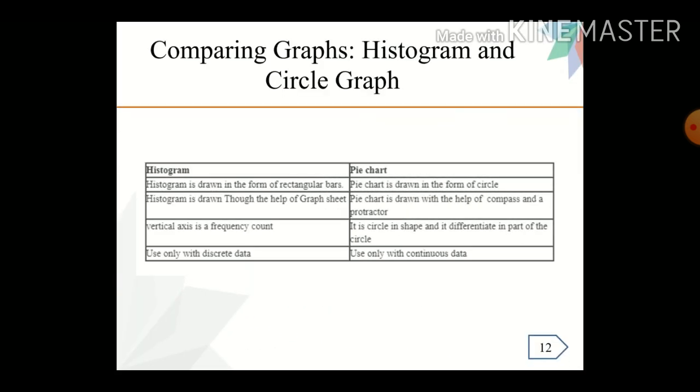Comparing histogram and circle graph. Histogram is drawn in the form of rectangular bars. Histogram is drawn toward the head of the graph sheet. The vertical axis is a frequency count, used only with discrete data. Pie chart, or circle graph. A pie chart is drawn in the form of a circle. It is drawn with the help of a compass and protractor. It is circular in shape and divided into parts of the circle, used only with continuous data.